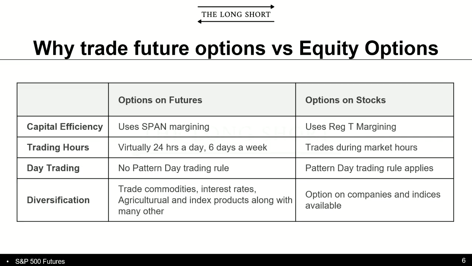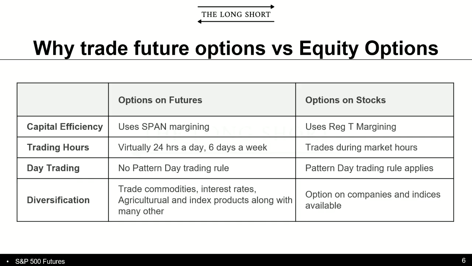We do like futures for leverage, but we're not saying equity options are bad. I trade a lot of equity options on the short side. So anyway, capital efficiency. Futures options use SPAN margining. SPAN margining is basically CME's way of calculating risk on a continuous basis. They will margin your account based on the volatility in the market, based on expiration of these contracts, based on a lot of different things. So that's what they call SPAN margining.